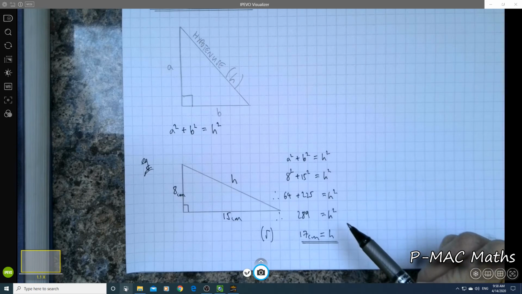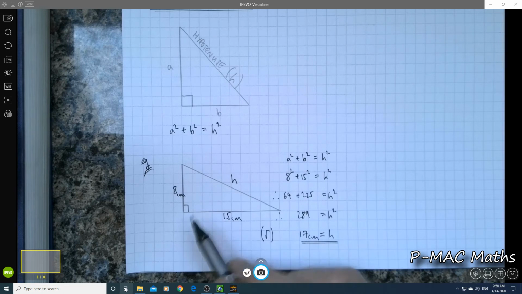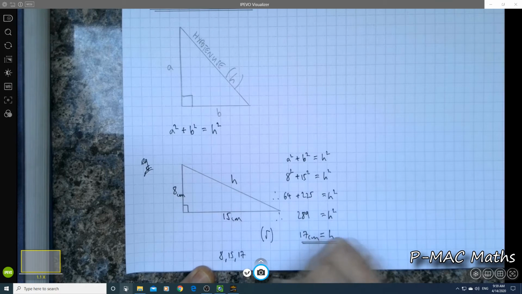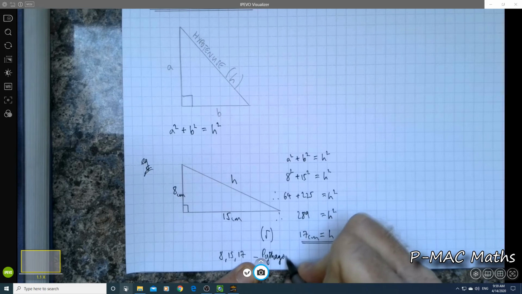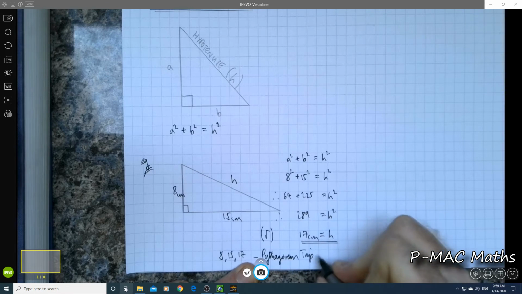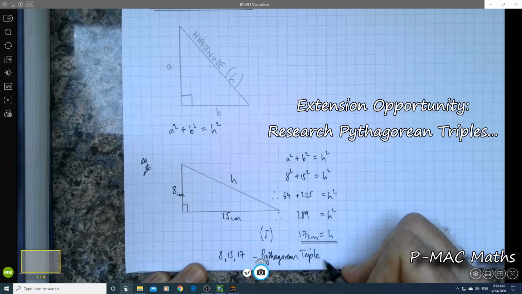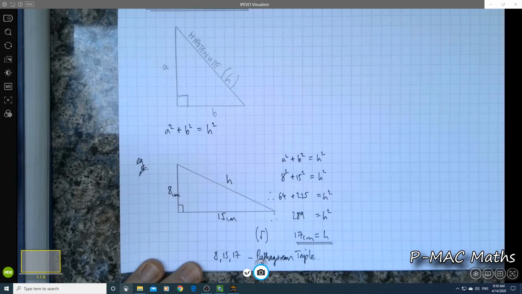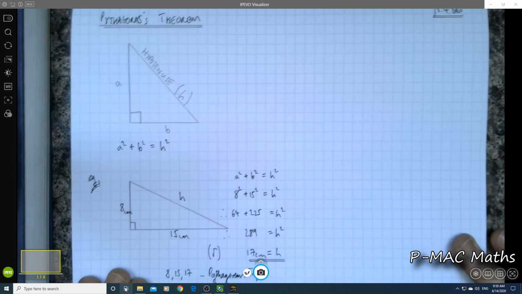Now in this particular example, I deliberately chose numbers where I knew I would have a whole number answer. And so this particular set of 3 lengths for this triangle in Pythagoras' theorem, 8, 15, 17, this is what's known as a Pythagorean triple. All right, and there's another extension opportunity here if you want to research Pythagorean triples. There's lots of them, and there's rules about the ways you can generate them. So let's look at another example. That was example 1. Okay.